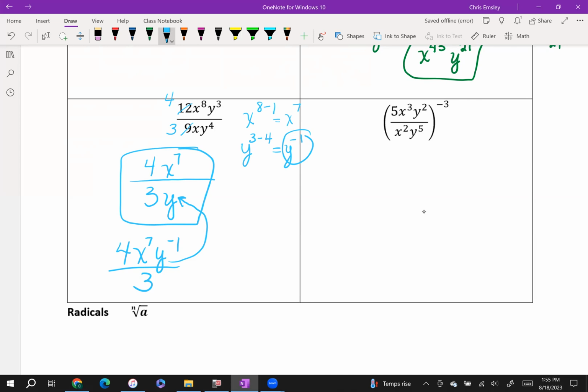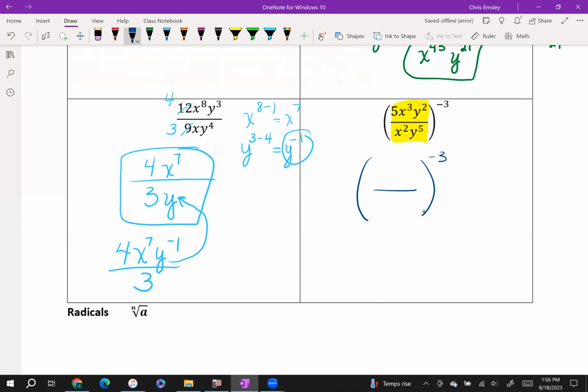Okay, next example, just trying to combine as many of these different rules as possible and demonstrate them for you. There's a couple different ways we could approach this one. We could take that negative 3 exponent and apply it to everything inside the parentheses. But I think this one will be a little easier if first we take a look at what's in here and see if we can do any simplifying before we start applying that negative 3 exponent. So I'm going to leave that alone. We'll talk about that in a minute.